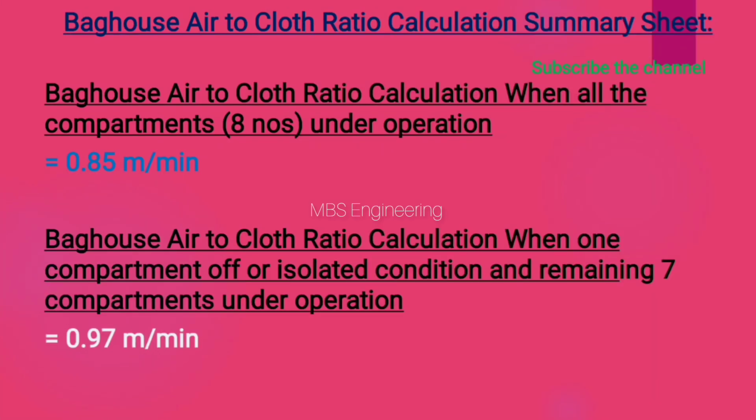Please refer to the below summary sheet. Based on data and equations, the baghouse air to cloth ratio when all 8 compartments are under operation is 0.85 meter per minute. The next condition, baghouse air to cloth ratio when one compartment is off or isolated and the remaining 7 compartments are under operation, is 0.97 meter per minute. Air to cloth ratio increases if any one compartment is isolated.